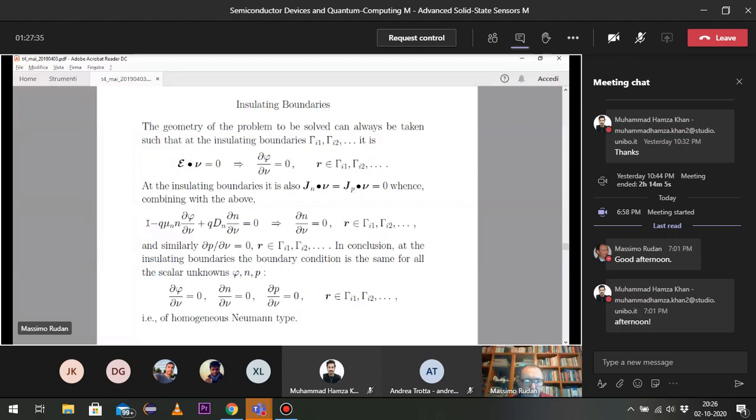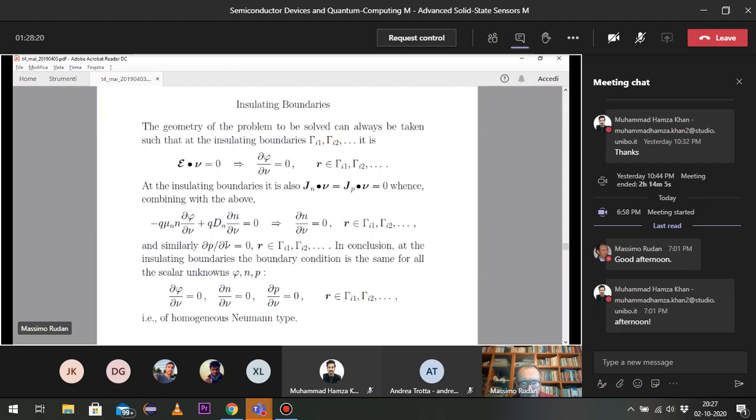So minus q mu n n dφ over dν plus q Dn derivative of small n with respect to the normal is 0. But the first term is 0 by itself because of the Neumann condition on the potential. So the second summand here must also be 0, which means that the normal derivative of n is also 0 over the insulating boundaries. And by the same reasoning, you also find that also dp over dν is 0.